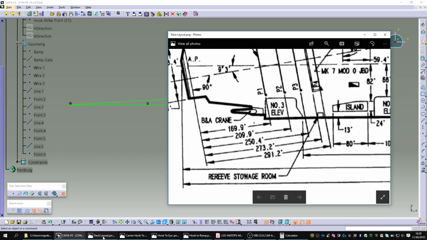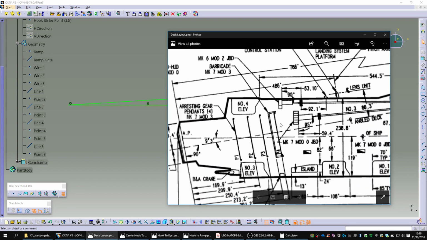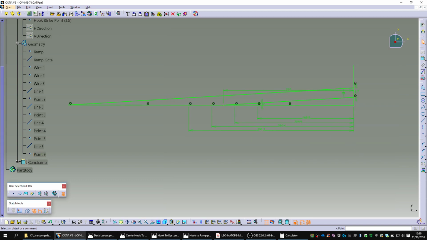Well, what else do we know from this deck? We're already here. We know that the ramp to lens unit distance is 486. Go ahead and put that in there. I don't know, somewhere down here, right? And from there to there is 486 on the nose. All right, now we're building a good case here. There's the hook travel path. There's the eyeball travel path. There's the optical touchdown point. We've got our good 16.7 hook to eye distance.